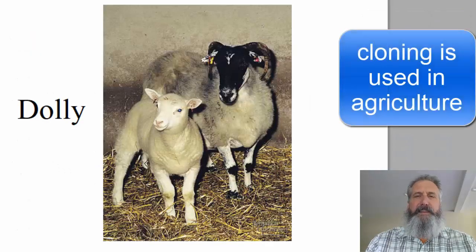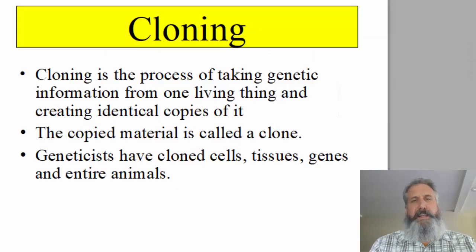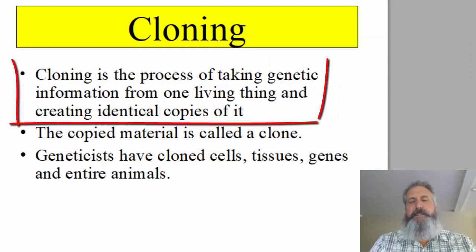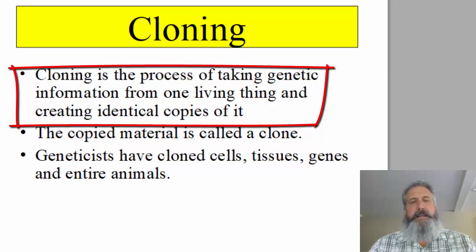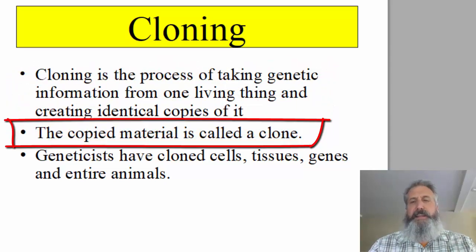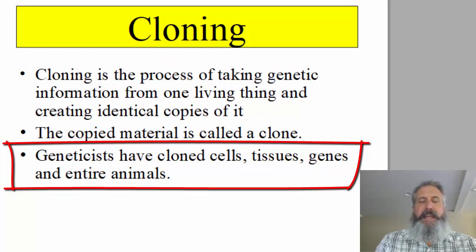Cloning is now heavily used in agriculture for both animal and plant species to produce genetically identical offspring of individuals with desirable traits. Let's review what cloning is one last time. Cloning is the process of taking genetic information from one living thing and creating identical copies of it. The copied material is called a clone. Geneticists have cloned cells, tissues, genes, and entire animals.